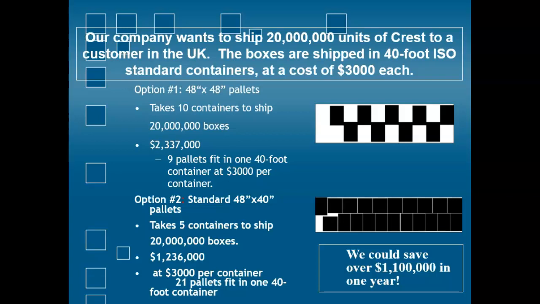So the old way was using pallets, the 48 by 48 inch pallets, and it would take 10 containers to ship these 20 million boxes of Crest, and it would cost about $2,337. 9 pallets would fit into one 40-foot container at $3,000 per. And if you use the standard pallets, slightly smaller, 48 inches by 40, it would take 5 containers, half as many containers, to move those 20 million boxes of Crest, and the cost would be about $1,000 less. It'd be $1,236 at $3,000 per container. So you can save over $1 million in 1 year simply by following these standards.